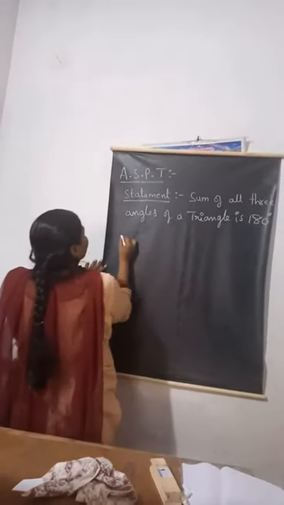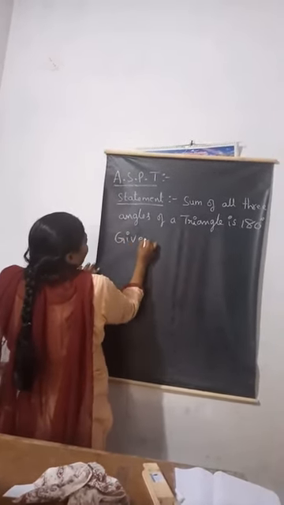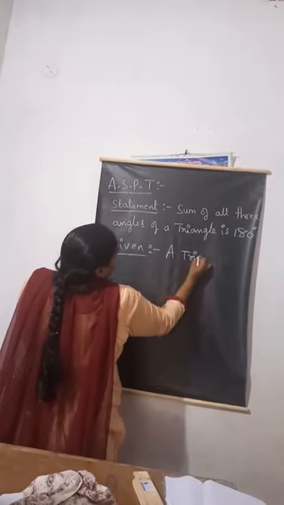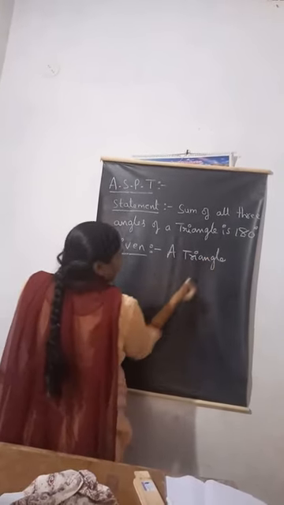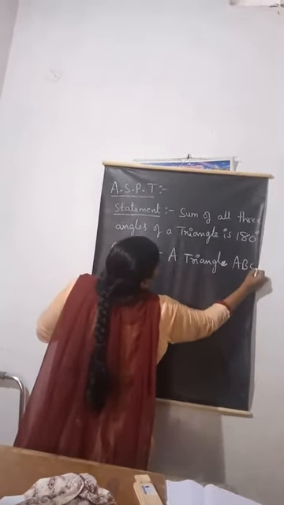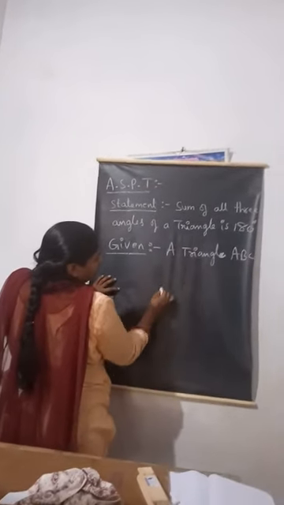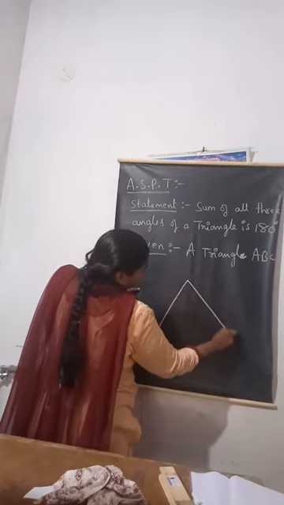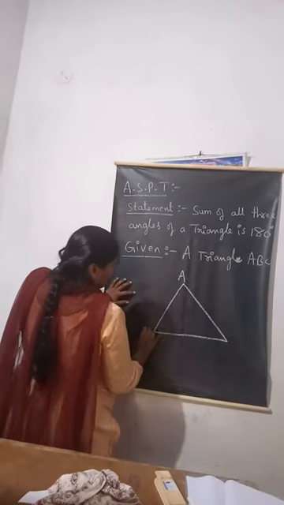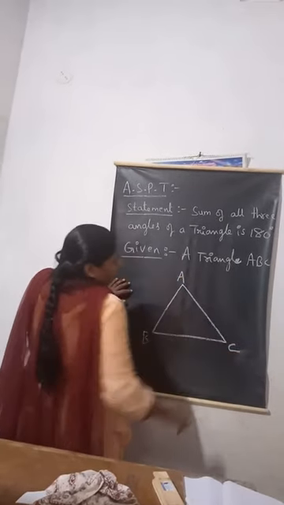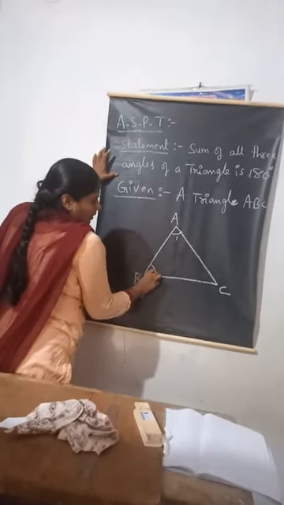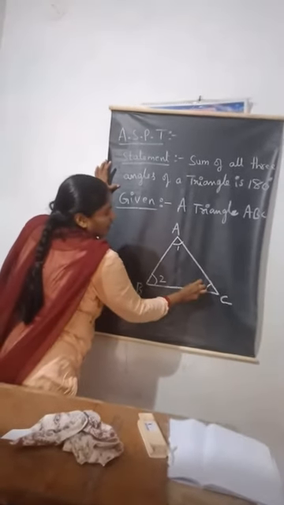What is given? A triangle ABC. Suppose a triangle with the name ABC. We draw triangle ABC. This is one angle, this is the second angle, this is the third angle.